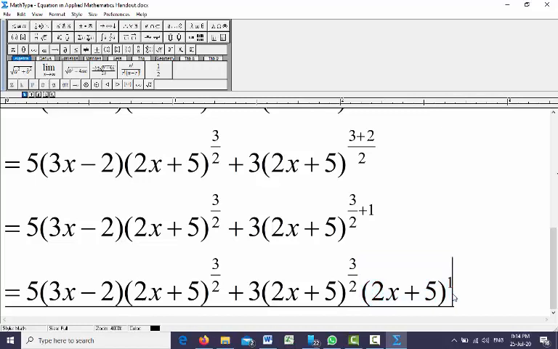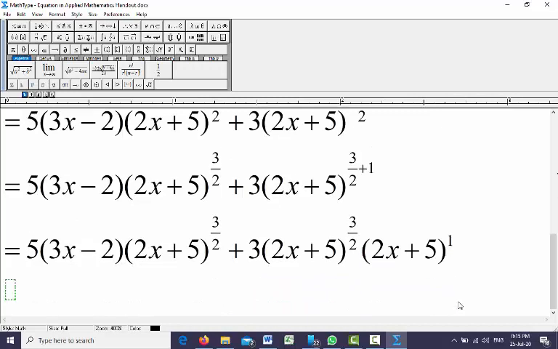These are in multiplication. As I said before, if the bases are the same but the powers are different, and you are doing multiplication, the powers can be added together, so we can split or separate it out like this, right? Now as you can see, here we have 2x plus 5 power 3 by 2, and again here also we have 2x plus 5 power 3 by 2. So this 2x plus 5 power 3 by 2 we can take common.